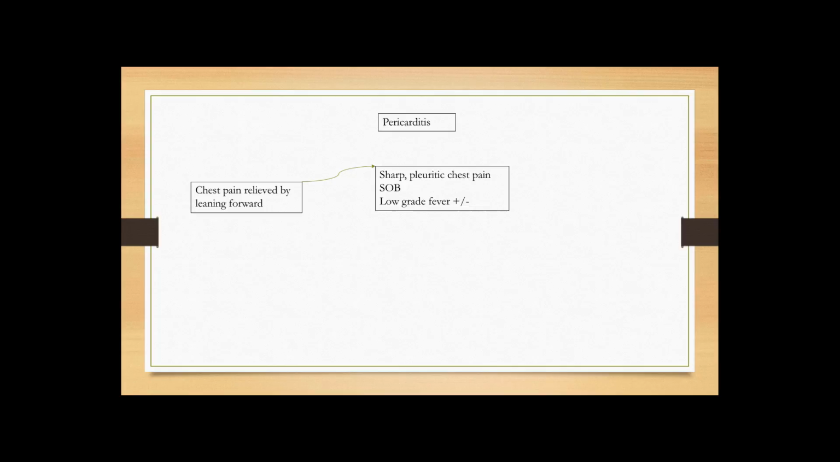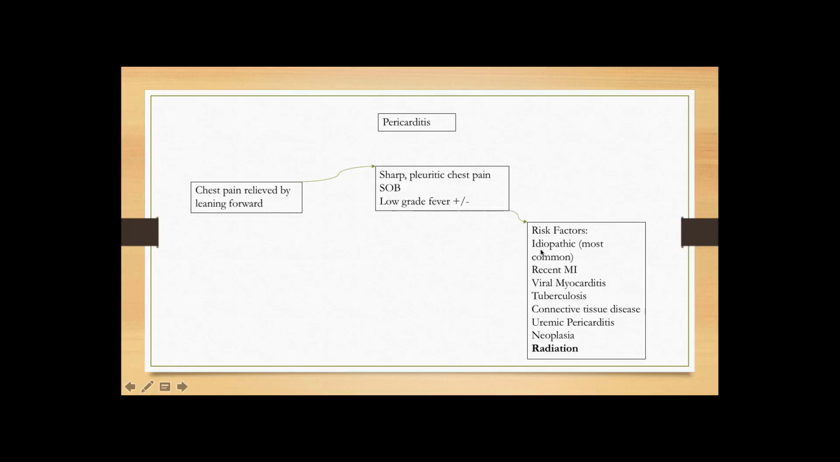Usually this symptom will be added on when they have pleuropericarditis. So pleuropericarditis is basically inflammation of the pleura and the pericardium adjacent to each other, and therefore patients have both of these symptoms present. They also have, of course, shortness of breath, and they may or may not have low grade fever. So fever, even if it is present, is going to be low grade.